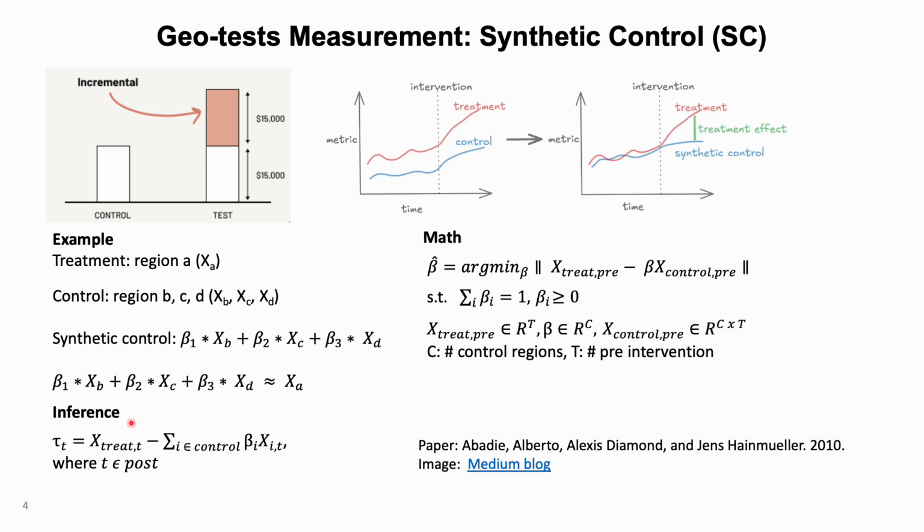As for the inference stage, for each time unit in the post-intervention time, the causal effect is calculated as the difference between the data in the treatment region minus the data in the synthetic control, or the weighted sum of the control regions at the same time unit. And accordingly, the cumulative causal effect is calculated as the sum of all the causal effects across all the time units in the post-intervention time.